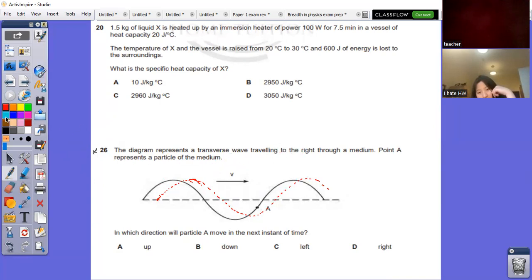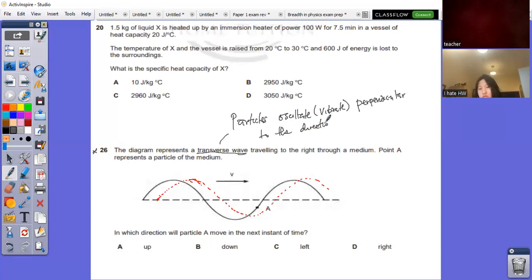No, but remember, this is a transverse wave. And in a transverse wave, how do the particles move? Up and down. Now, we never use the word up and down. I know exactly what you mean, but the particles oscillate or vibrate perpendicular to the direction the wave travels. So where is this wave traveling?